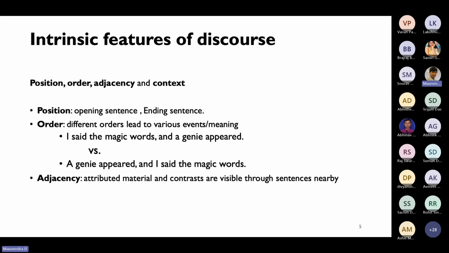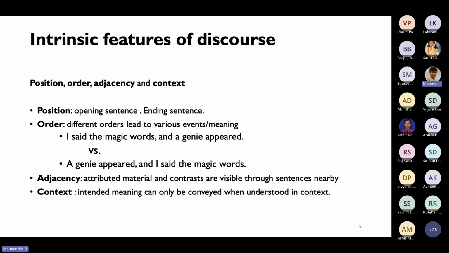Next, there's something called adjacency. The attributed material and contrasts are visible through the sentences nearby. So there is a gradual and sequential flow of information. Of course, there can be some long range dependencies or references and so on, but in most of the cases, you will see that the information will flow from one sentence to another in a gradual manner. Sometimes it is just taking forward the meaning that was there in the previous sentence. Sometimes this could be contrasting and so on, but there will be some local coherent structure in that.